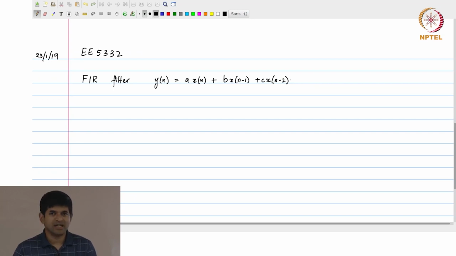A, B, C are some constants, some coefficients that have been defined based on some characteristics that we require the filter to have. X of n is the input, okay? So therefore x of n minus 1 is one previous sample of the input, x of n minus 2 is two samples previous, etc., right?